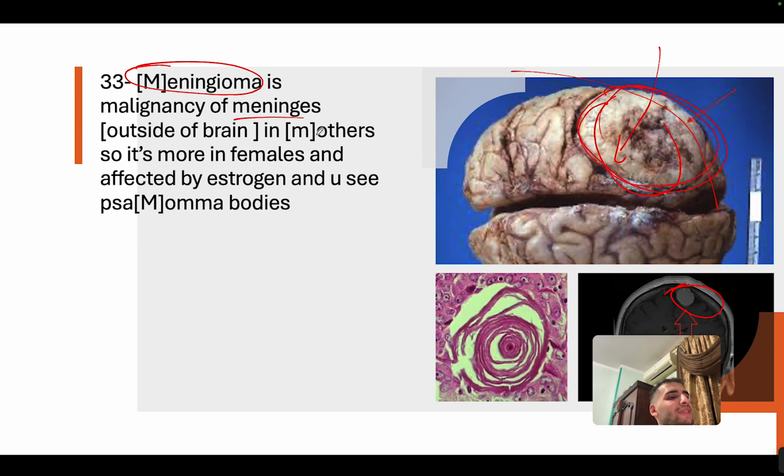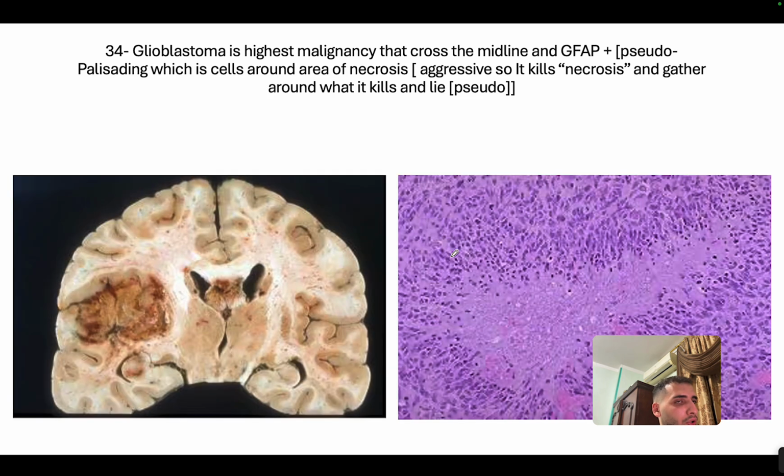Now, meningioma with M happens in mothers, so it happens in females, and it's also associated with estrogen, okay? And you would see psammoma bodies on the histology. These are psammoma bodies here, which are calcifications, okay? You can see them in a lot of tumors, for example, papillary thyroid carcinoma also, right? Okay. The next thing is glioblastoma.